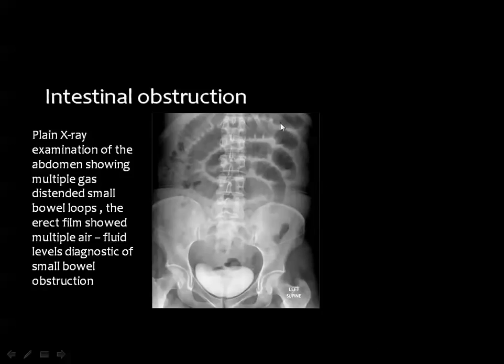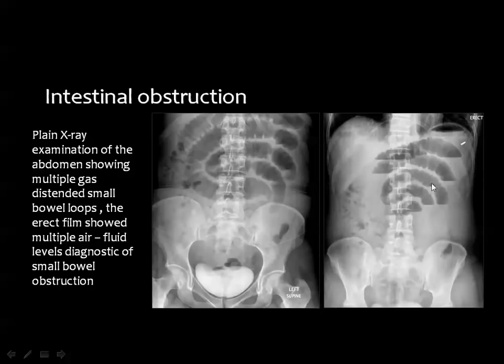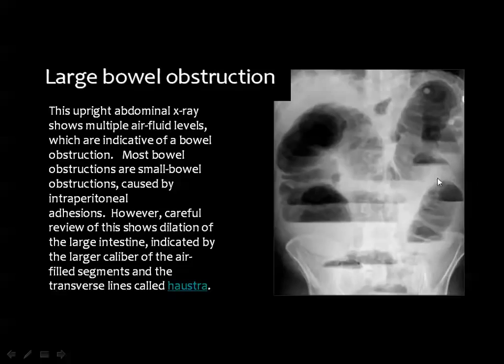Considering the gas shadow, here you can see that some of the proximal small bowel loops are distended with gas, and there is almost absence of the gas distal to this, suggesting an obstructive issue. Then the erect film showed some of the air fluid levels, and this confirms the diagnosis of a small bowel obstruction, which is mostly in the proximal small bowel. Then if you look at this erect plain X-ray of the abdomen, you can see that the colon, indicated by the haustra and the peripheral location through the abdomen, is distended with air, and you can see multiple air fluid levels indicative of chronic obstruction.